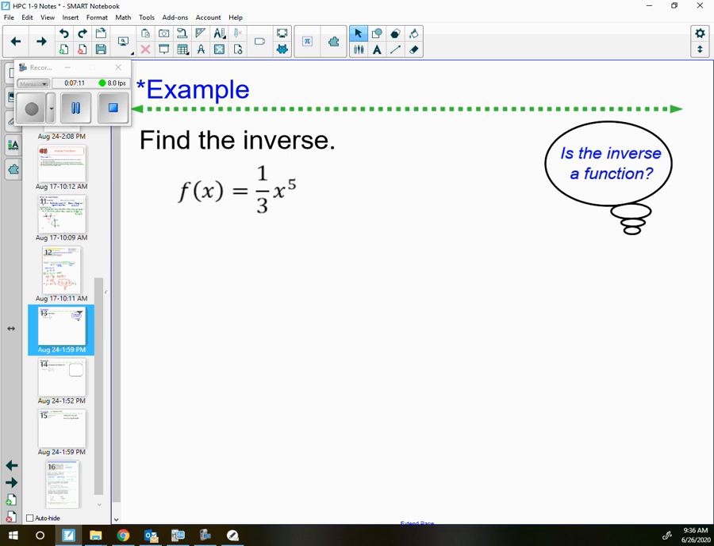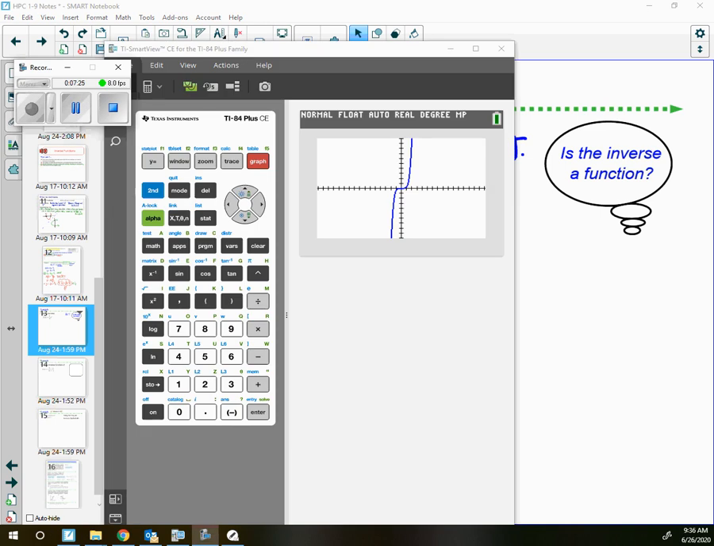So we're going to take a peek and see, is the inverse of this a function? We're going to think about what that might look like. Just so we can talk about the horizontal line test for a moment, you may not know what 1/3 x to the fifth looks like, so can you graph it on your calculator? All right, so it's a steeper version of x cubed.